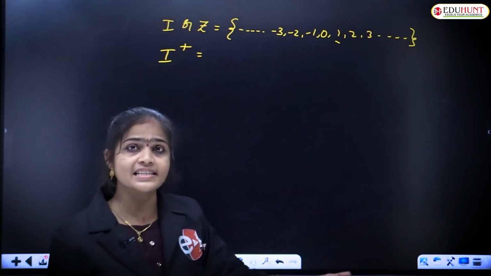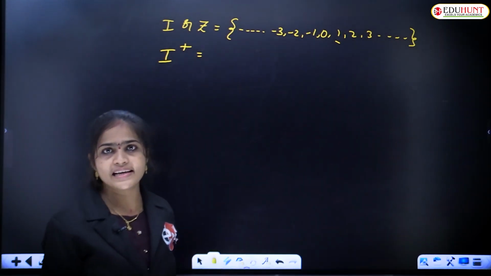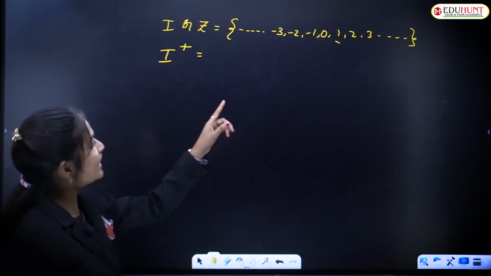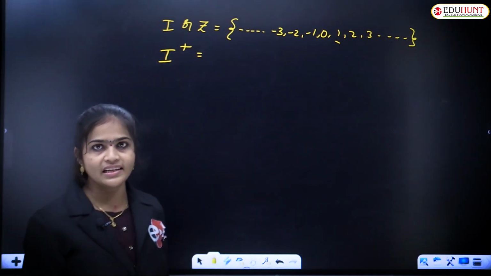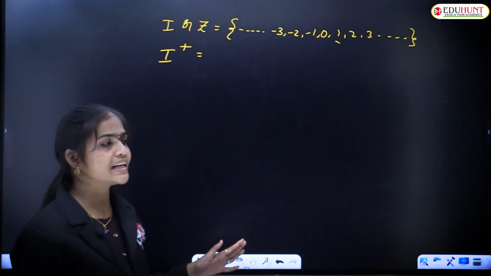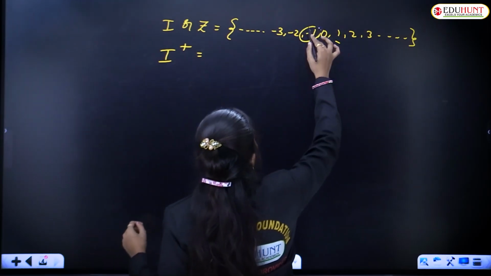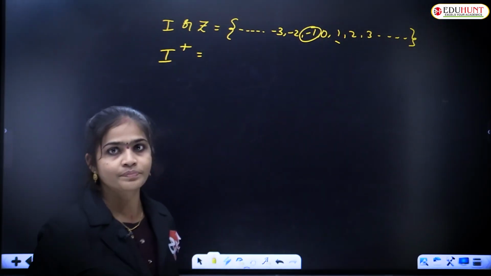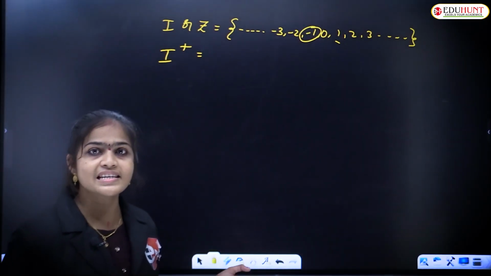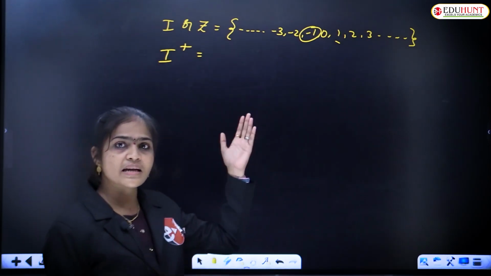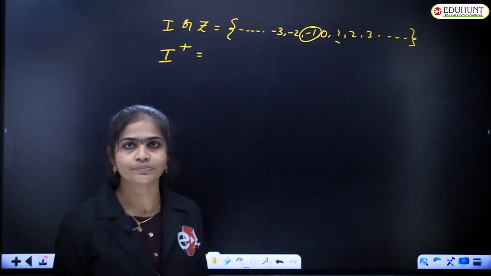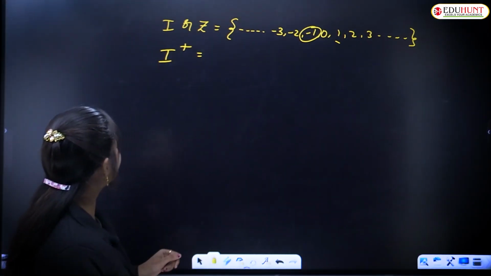What is the greatest positive integer? We cannot say that. And what is the greatest negative integer? Here -1 is the greatest negative integer. What is the smallest negative integer? Here we cannot say about the smallest negative integer. Clear?